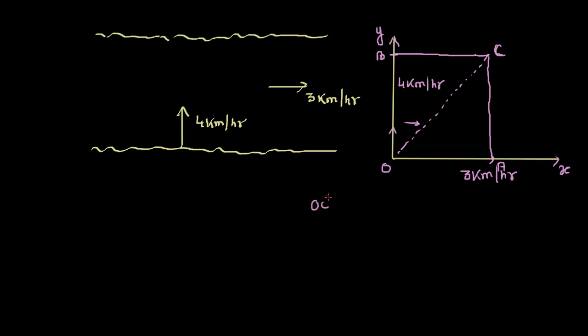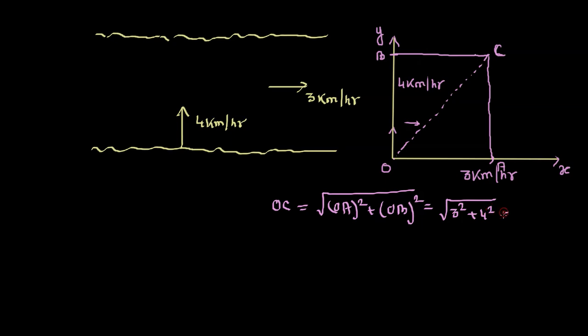Here we can write OC is equal to root over OA whole square plus OB whole square. So it becomes 3 square plus 4 square, which is root over 25, meaning 5 kilometers. So after 1 hour, he will be at position C, which is a distance of 5 kilometers from the origin.